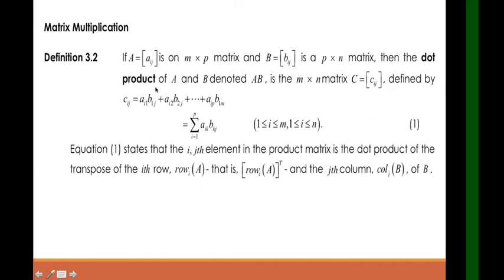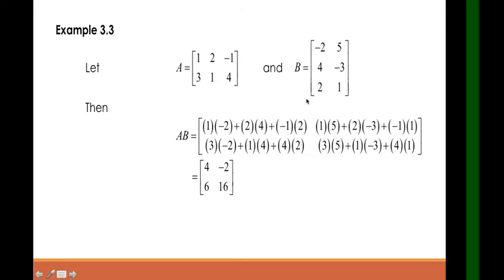Equation 1 states that the jth element in the product matrix is the dot product of the transpose of the ith row of A, that is, the square bracket of row i of A raised to T, and the jth column of B. Maybe you might get confused about this very crucial definition, so to understand it better, I think having an example really matters. So let's have this example.